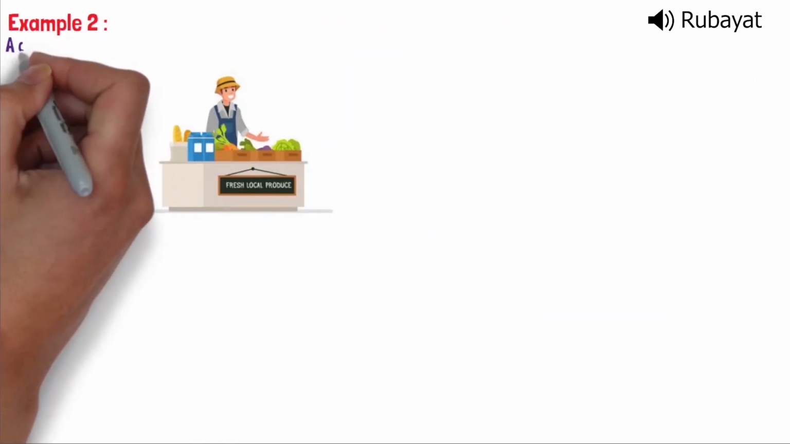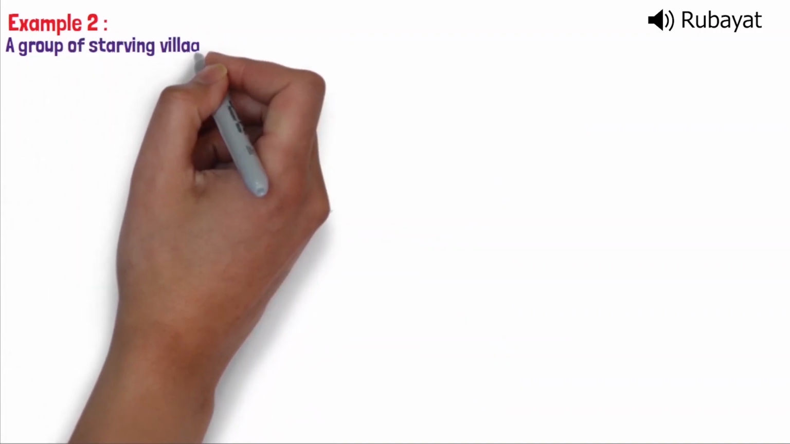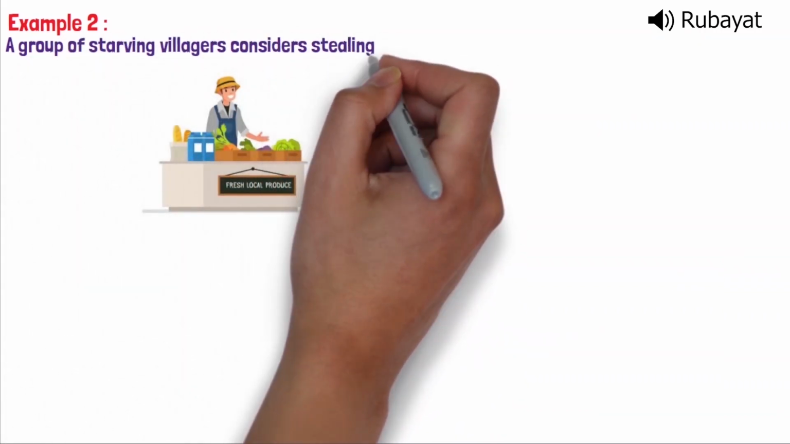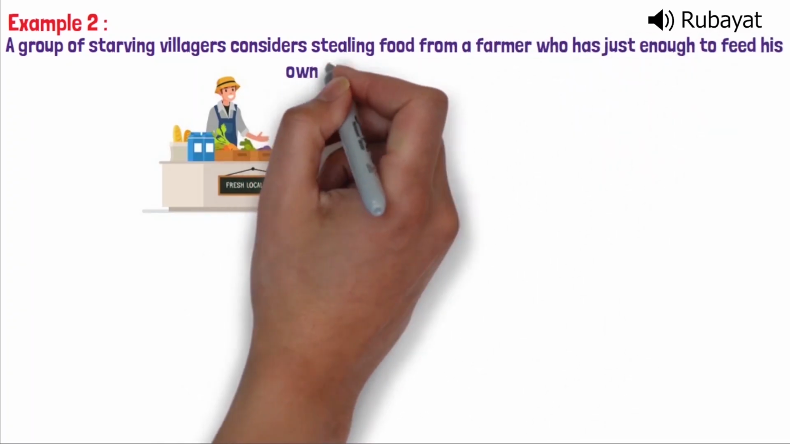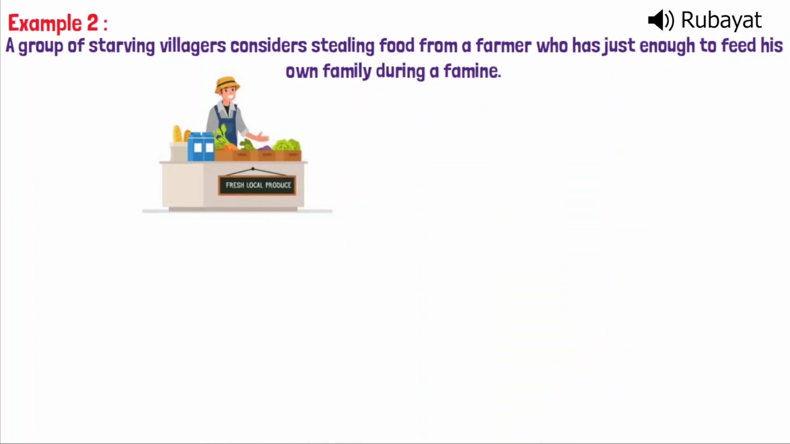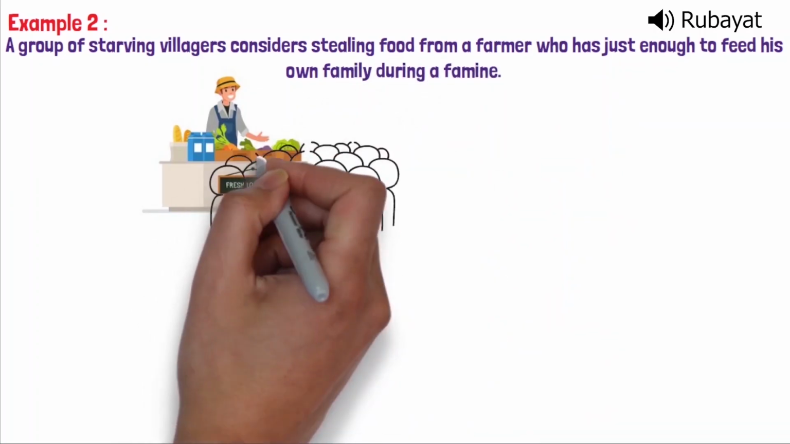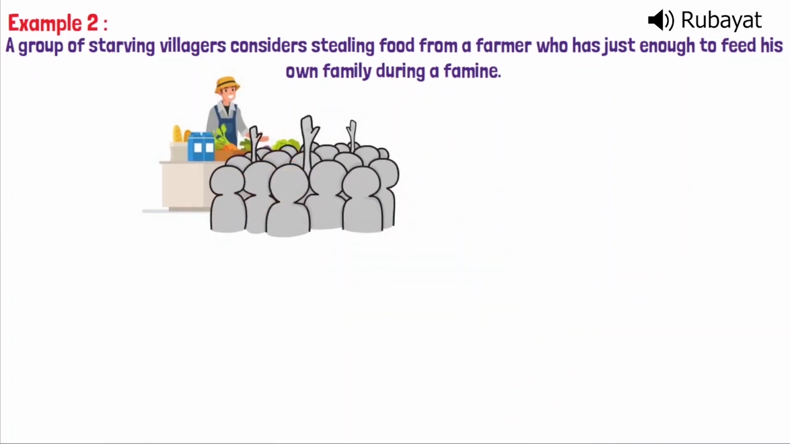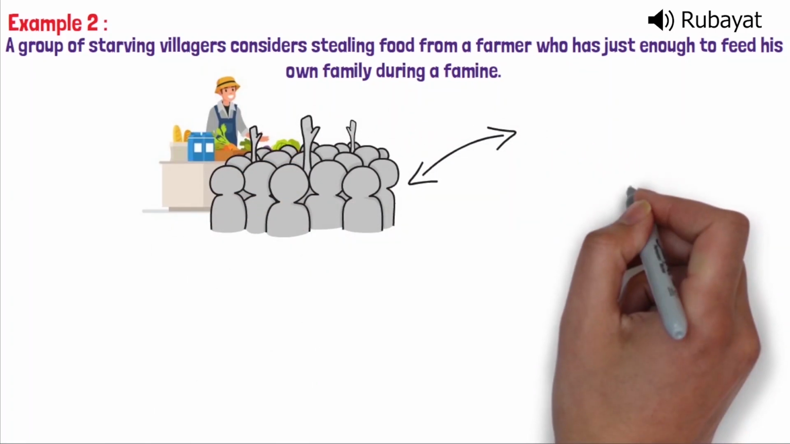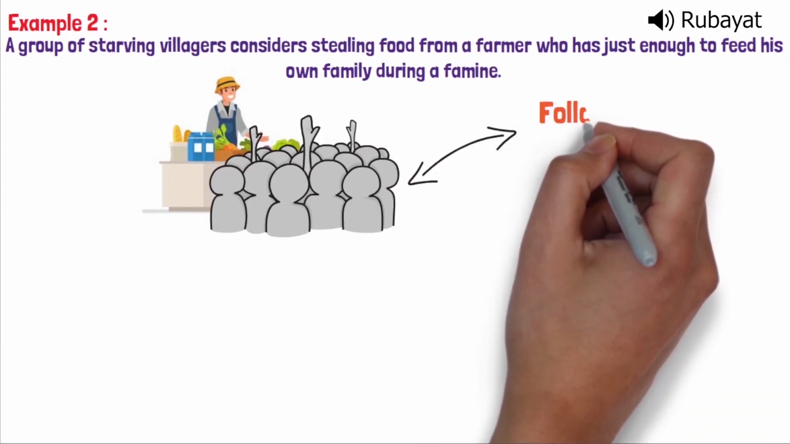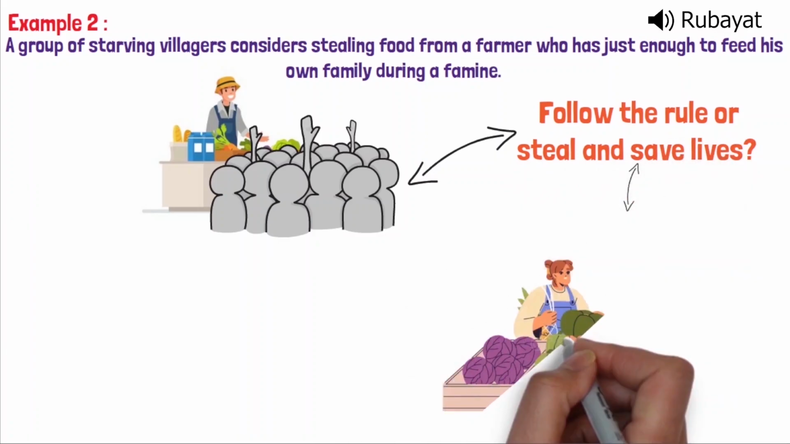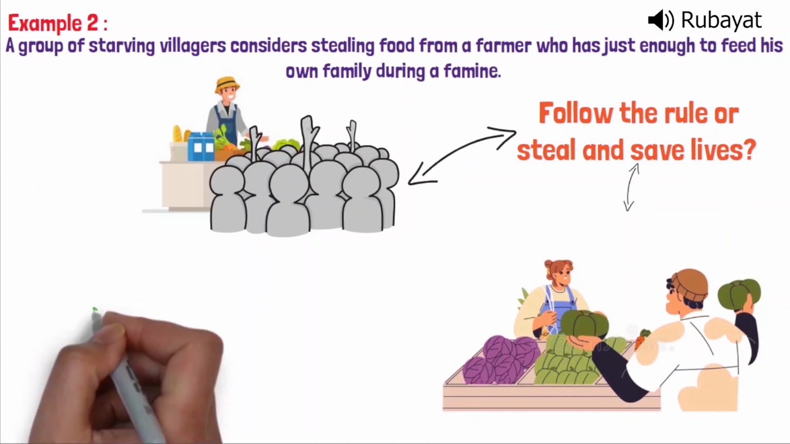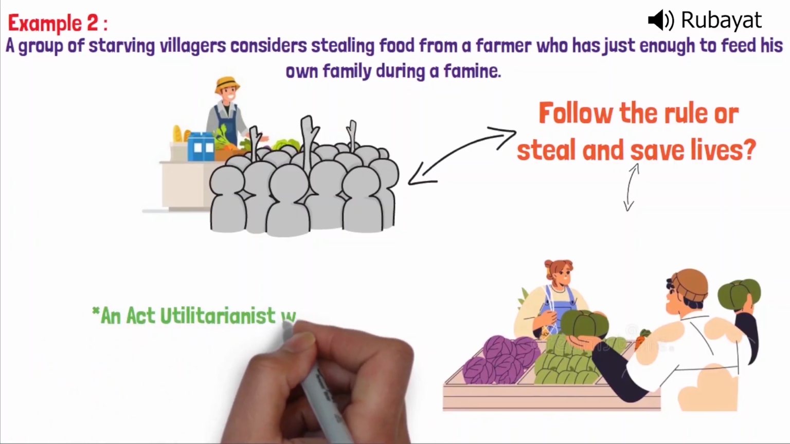Second example, stealing to survive. Imagine a group of men in a famine who are starving and have no money. The only way they can survive is by stealing a loaf of bread from a local shopkeeper. Normally, we would say stealing is wrong, but from an act utilitarian perspective, the action should be judged by its consequences. In this case, the temporary harm to the shopkeeper is outweighed by the life saved, so stealing the bread would be considered the right thing to do because it leads to the greater good.